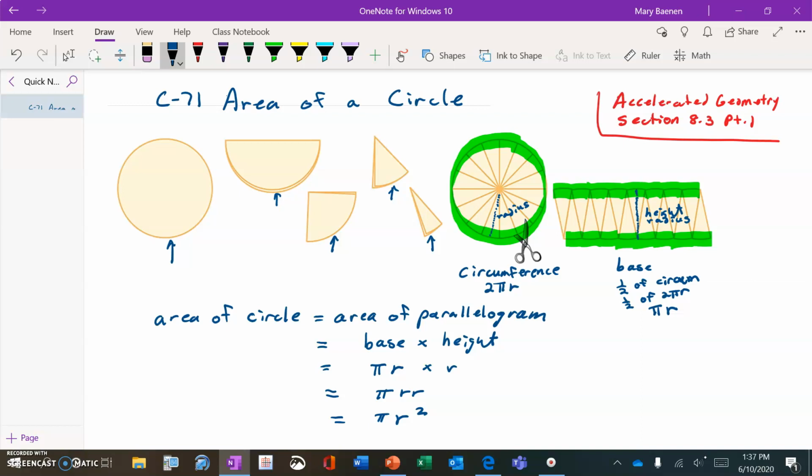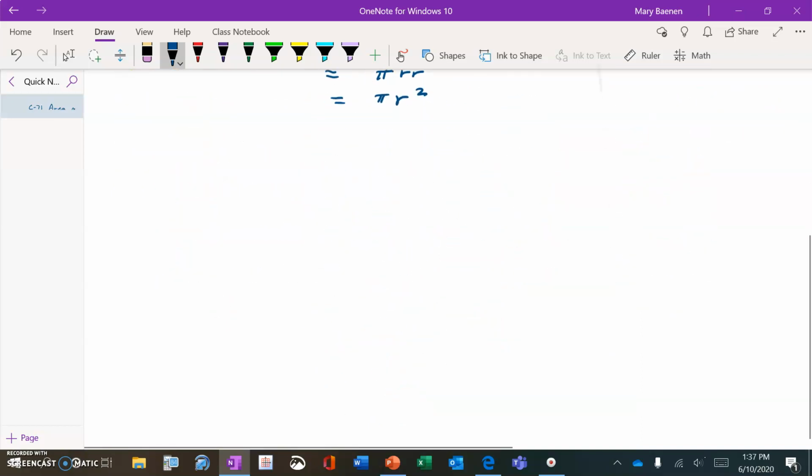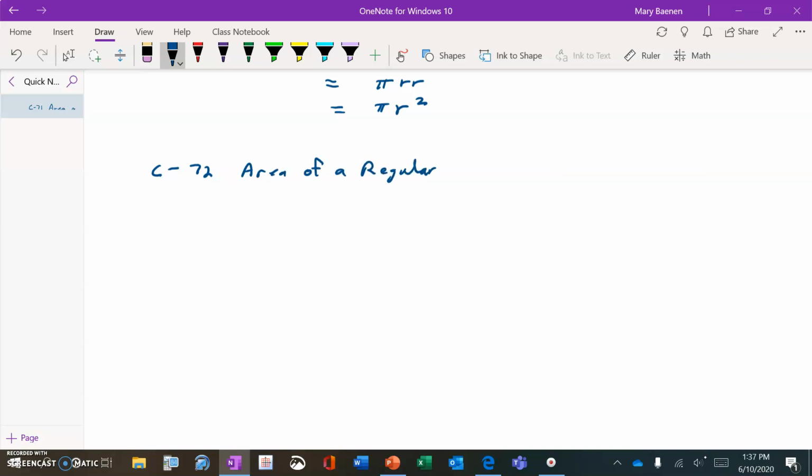So conjecture 71 can be added on: the area of a circle is pi times a radius squared, or pi r squared. Okay, the next one we're going to talk about is conjecture number 72, and this one is the area of a regular polygon. Now, a regular polygon means it has all sides equal and all angles equal. So I'm just going to do a regular hexagon because they're probably the easiest to draw.